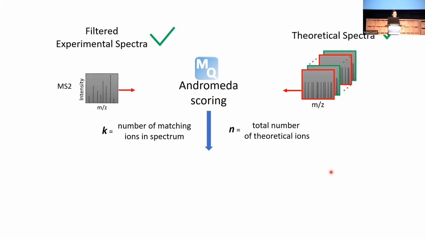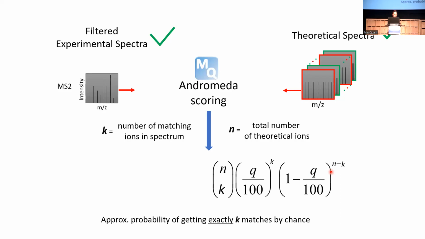Just by doing that, we get two numbers that are quite important, the K and the N. N is the total number of theoretical ion peaks, and K is the number of matches that I have from the experimental spectrum. Okay, so we have these two numbers, K and N. Now, this is not yet the Andromeda scoring. We will go step by step, so don't be confused.